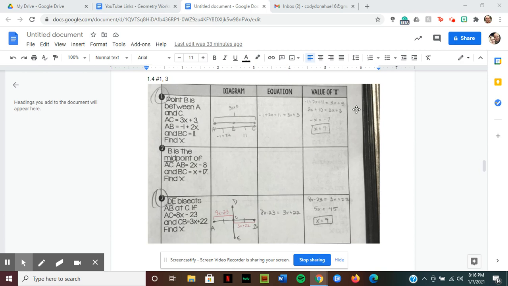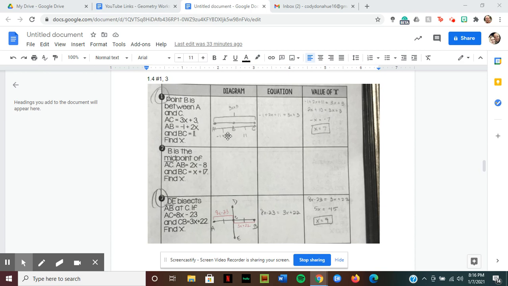For each of these three columns, you're going to put first a diagram of what is being described right here, then the equation that you're going to set up from this diagram, and then you are going to solve that equation for the value of x. So let's look at this first one.